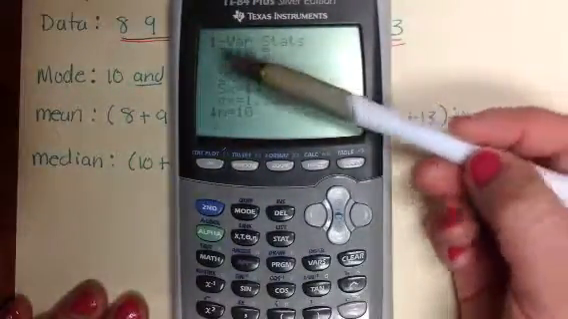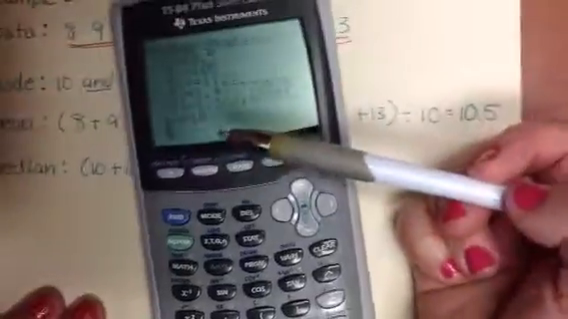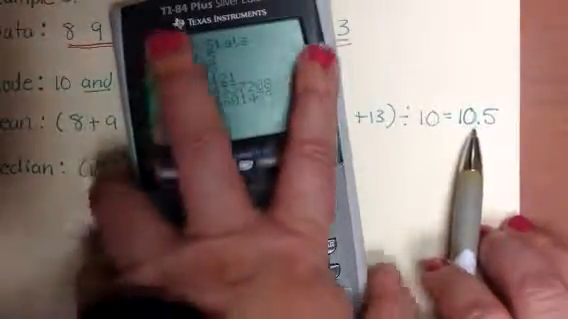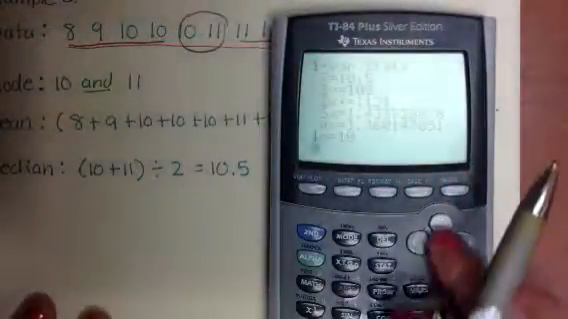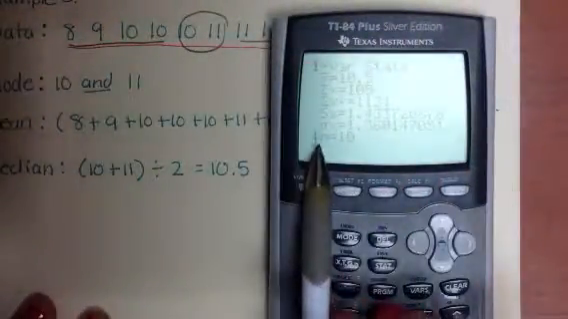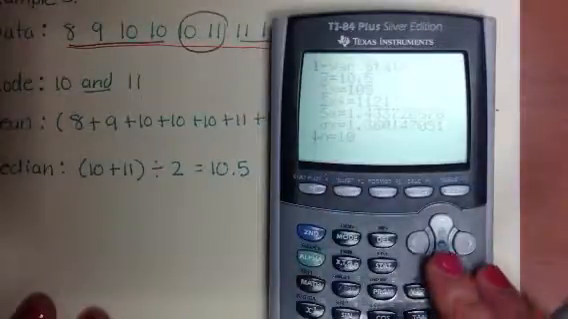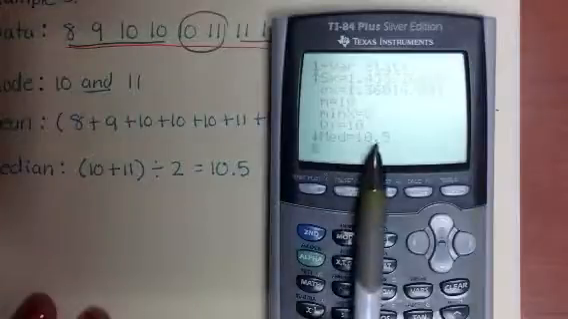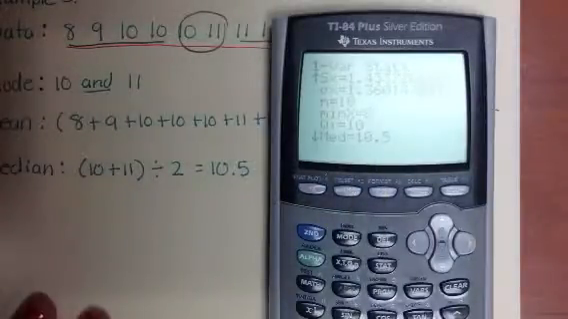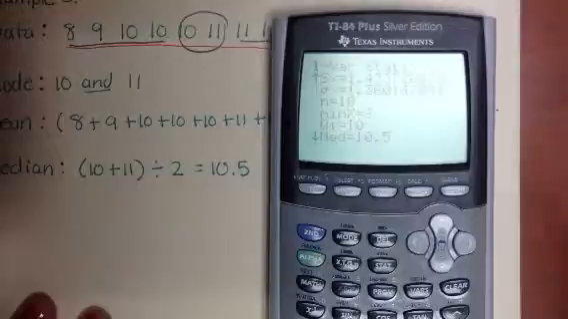Here's my mean, that's my X bar, that's 10.5, which we got when we did it by hand. And if I scroll down, here's the number N, that means I have 10 data values. If I scroll down to find my median, I get 10.5. And that's how you do it by hand and on the calculator. Hopefully this helps.